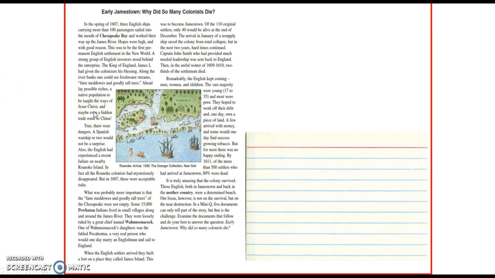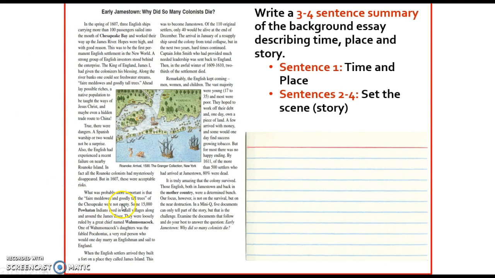Now, as a closing task today, we took the facts about Jamestown that we learned, and on an index card, we wrote a 3 to 4 sentence summary. Sentence 1 always has to include the time and place. It was Jamestown. It was 1607. It was in Virginia. Add a little more detail: by the Chesapeake Bay.